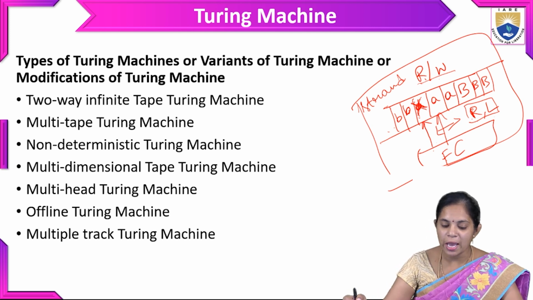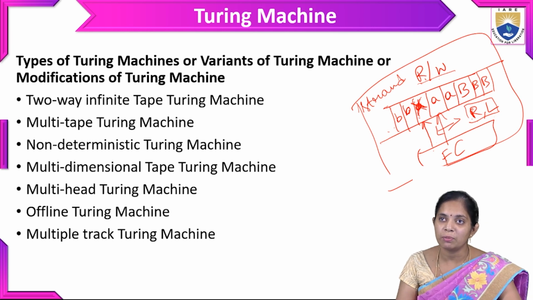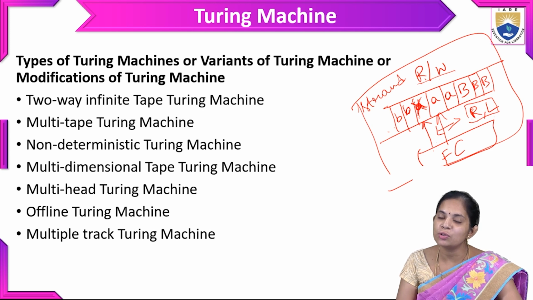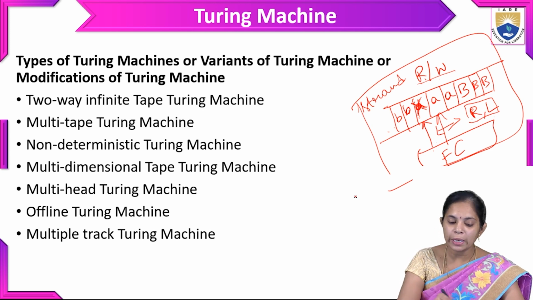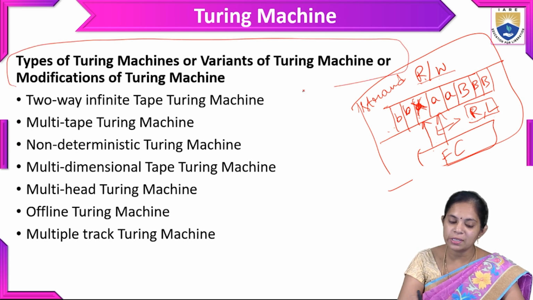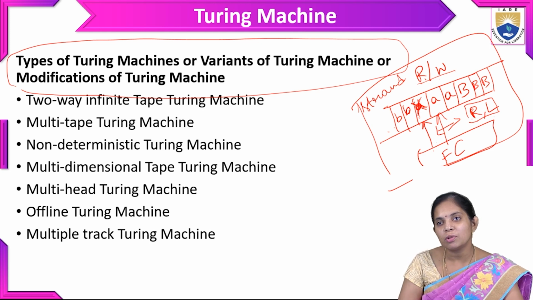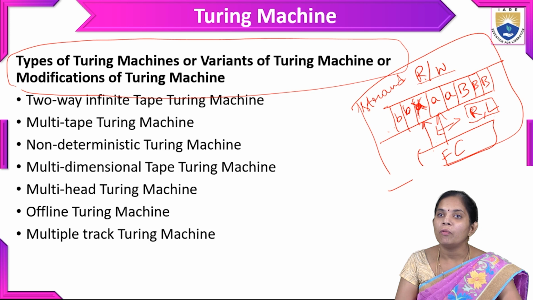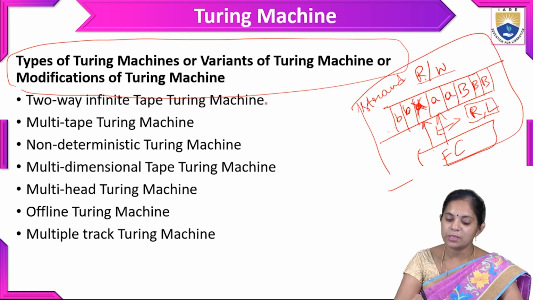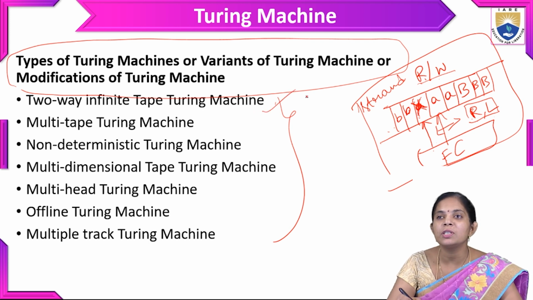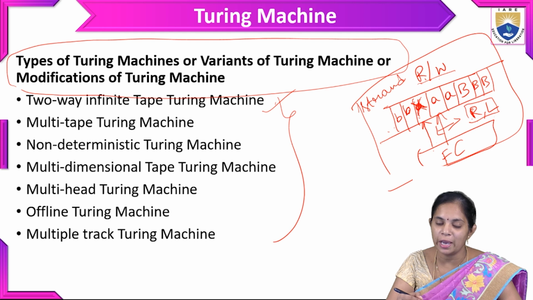The question they may ask is how many types of Turing machine, or variants of Turing machine, or modifications of Turing machine, and these all represent the same thing: variations of Turing machine. How many types of Turing machines do we have, and what are the variants or modifications of the standard Turing machine? These are all the same question, and we can answer it with these Turing machines we have till now.